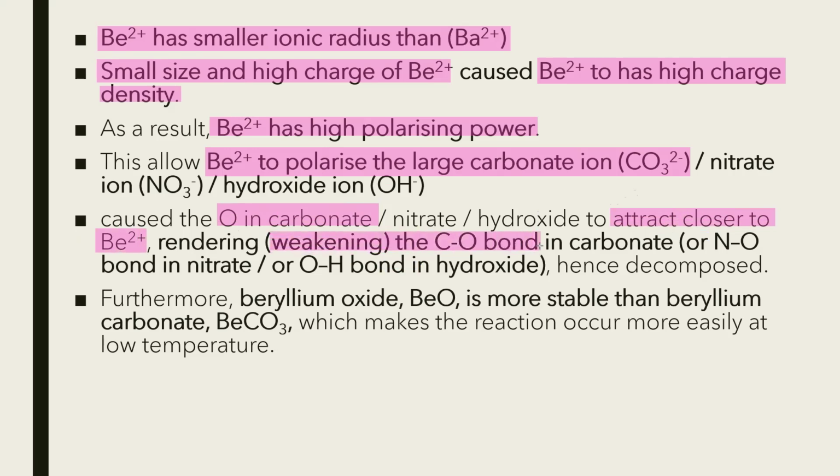If it is nitrate, then we say the N-O bond. If it is hydroxide, then we say the O-H bond, hence decomposed. Furthermore, beryllium oxide is more stable than beryllium carbonate, which makes the reaction occur more easily at a lower temperature. This is how we describe the thermal stability of the group 2 carbonate, nitrate, or hydroxide. The points are all the same.